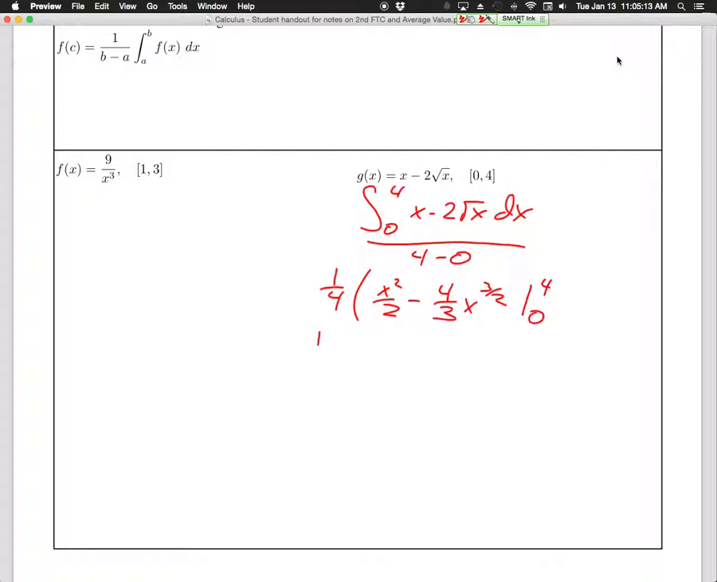All right, so plug in 4. If I plug in 4, that's 16 divided by 2 is 8. When I plug in 4 here, 4 to the 3 halves, what do I have to do to 4 if I'm raising it to the 3 halves? Square root it and cube it. So the square root of 4 is 2. 2 cubed is 8. And 8 times 4 gives me 32 over 3. And then what happens when I plug in 0? I get 0.